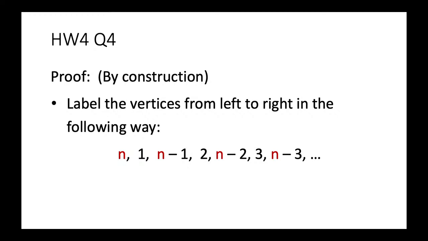So we simply label the vertices from left to right in the following way. We start from n and then 1, and then n minus 1, and then 2, and then n minus 2, and then 3, and then n minus 3, and then 4, and so on. We will see that based on n and 1, we get n minus 1, and then these two, n minus 2, n minus 3, n minus 4, and so on. So in the end, we can get all the numbers, so they are all distinct.